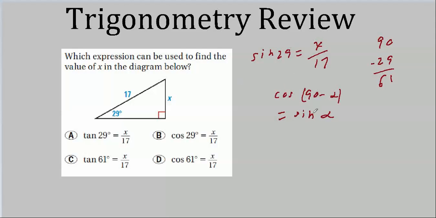I rewrote this according to the way we're actually doing it. The sine of alpha is the same as the cosine of 90 minus alpha, which is the cosine of 61 degrees, equals x over 17. So the correct answer here would be D. Normally, the quickest way would be just to take the sine of 29 degrees, but that wasn't one of the options. And the fact is, the cosine of 61 degrees will work just as well.